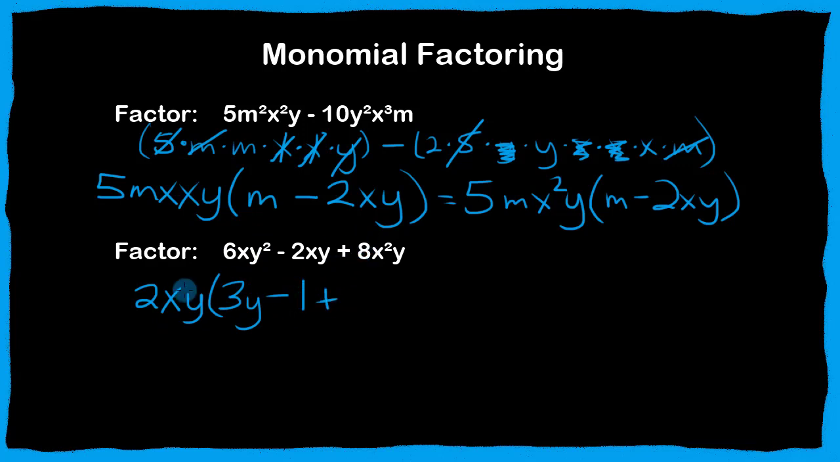Plus, if I take 8 divided by 2, that's going to be 4. X squared divided by x is just going to leave me with 1x, and then a y divided by y is going to give me 1. So there are not going to be any y's here. And to double check your work, of course, you can always distribute this 2xy back out to each term and make sure you end up with the original expression.